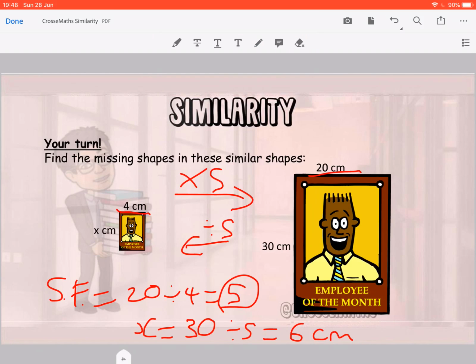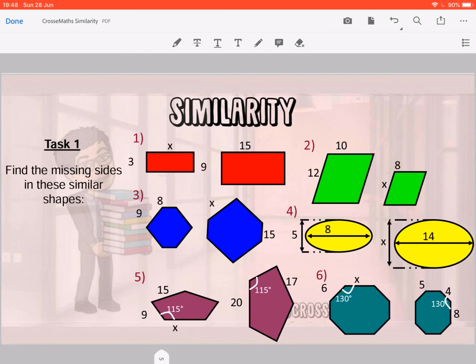Right then guys, so mark whatever you've done. Hopefully you understand that. What I'd like you to do, can you have a go at this, doing a little bit of similarity with the shapes in front of you, please? Pause the video and have a go.